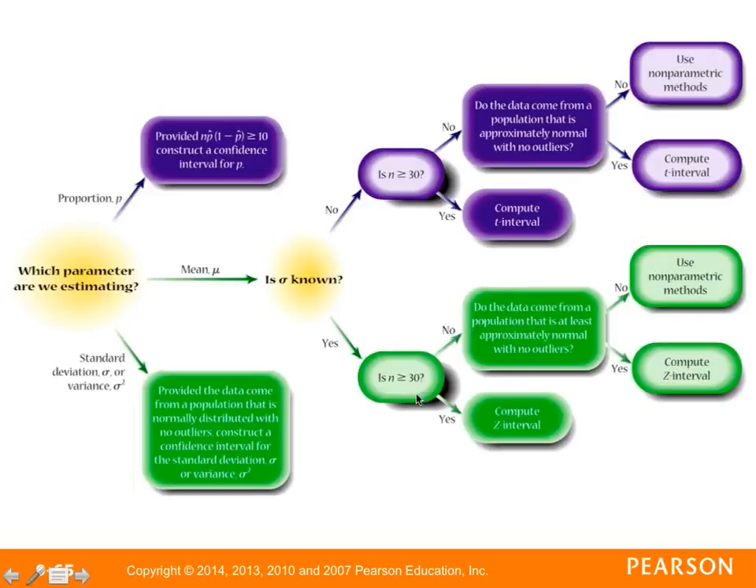Now, if sigma is known, then if n is greater than or equal to 30, we can compute a z-interval. If it's not, then if the data comes from a normal population, we can still compute a z-interval, but if not, then we would have to use non-parametric methods, again, outside of the scope of this class. And standard deviation or variance we're not doing in this course either. But it's important to note that when you're doing proportions, we just calculate a z-interval using the rules that we had. When we have a mean, though, typically we're doing a t-interval because normally we do not know our population standard deviation.